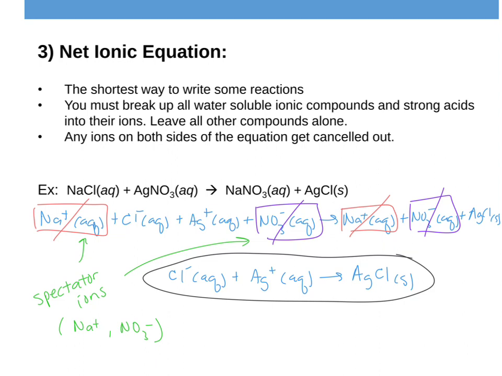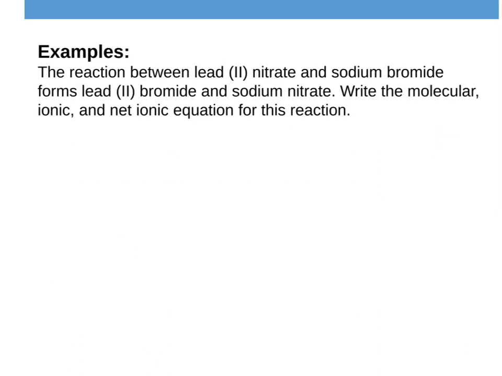So let's take a look at one example that I want you to do. Let's say the reaction between lead-2 nitrate and sodium bromide forms lead-2 bromide and sodium nitrate. I want you to write the molecular, the ionic, and the net ionic equation for this reaction. Make sure it's all balanced, everything. So pause here, write the molecular, ionic, and net ionic equation.